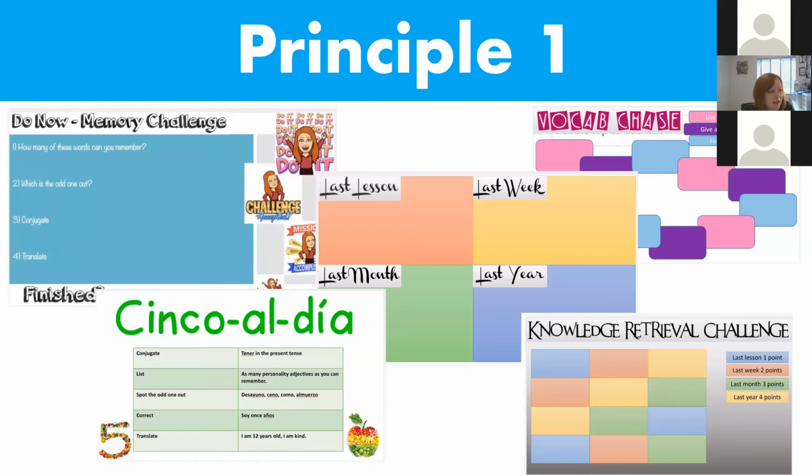So on the slide here are some retrieval practice activities. They are all over Twitter and Instagram and Facebook groups these days, so you probably know quite a few already. These ones on the screen are all provided in a PowerPoint on my website, and the original creators are all credited there too.